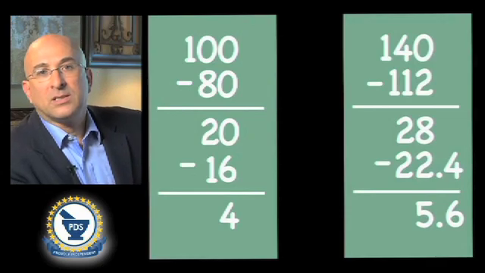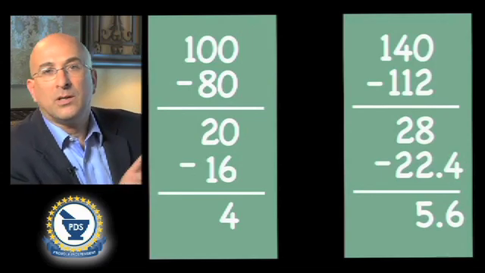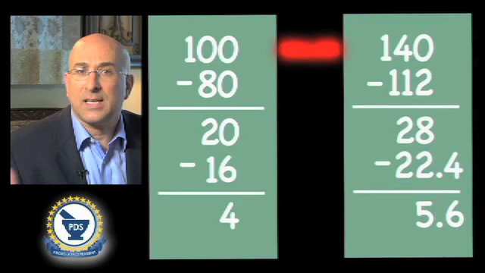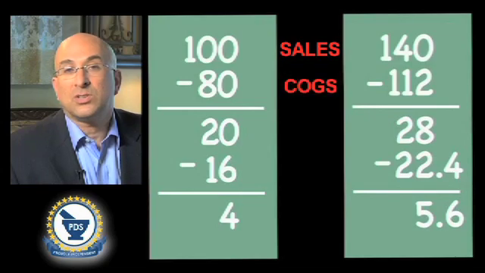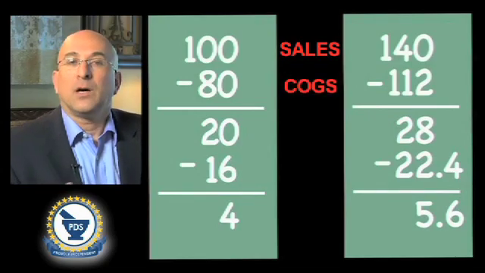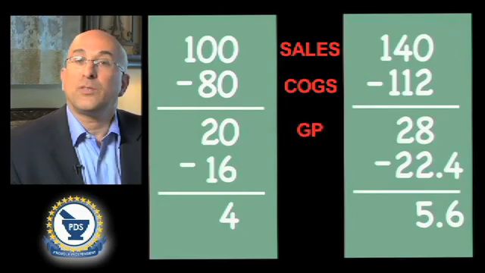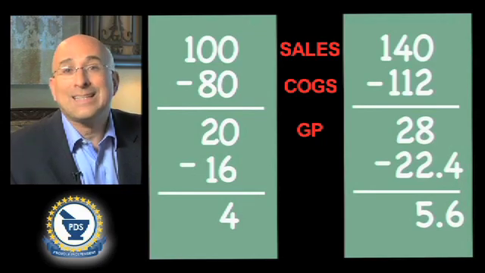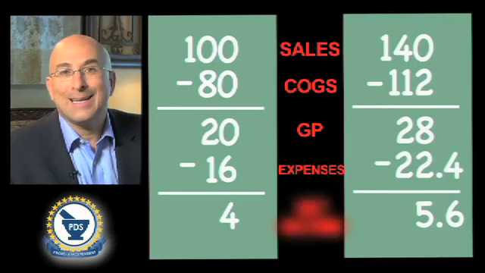What this really is, is a profit and loss statement. So let me show you. We're going to put between the 100 and the 140 the word sales or revenues. Underneath that, you can abbreviate cost of goods sold, COGS. Underneath that, we have GP, or gross profit. Underneath gross profit, we have expenses. And then the bottom line, the proverbial bottom line, is net income.